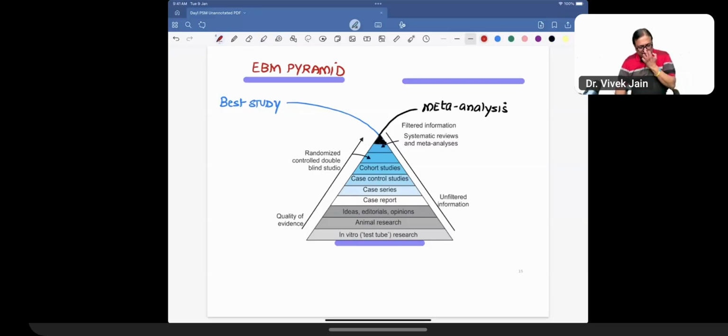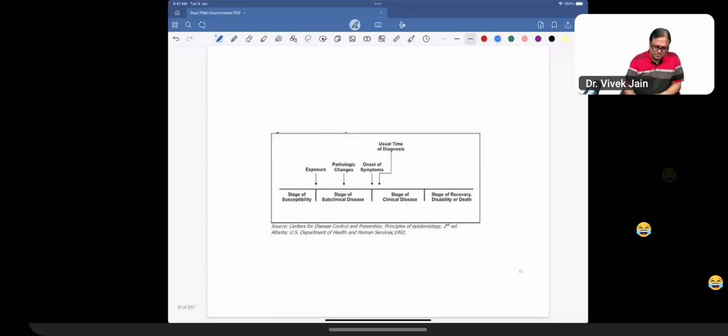Finding something in a petri dish or test tube may not always give good results, right? Animal studies are better, clinical experience is better, but ultimately it is meta-analysis which is going to establish. Father of evidence-based medicine: David Lawrence Sackett. Who is the father of medicine? It is Hippocrates, right? This is an INICET question.